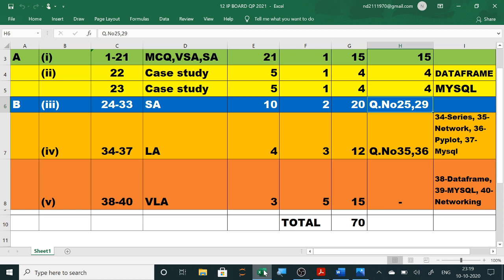That is 21 questions of 1 mark, 1 word, 1 line or MCQ, out of which we have to do only 15. Then section 2, 2 questions, case study from data frame and MySQL. Now in that sub part, out of 5 we have to solve 4. Then part B, section 3, 10 questions of 2 marks, where internal choice in 2 questions. Then section 4, 4 questions of 3 marks, where internal choice in 2 questions. And the last one is 3 questions of 5 marks.